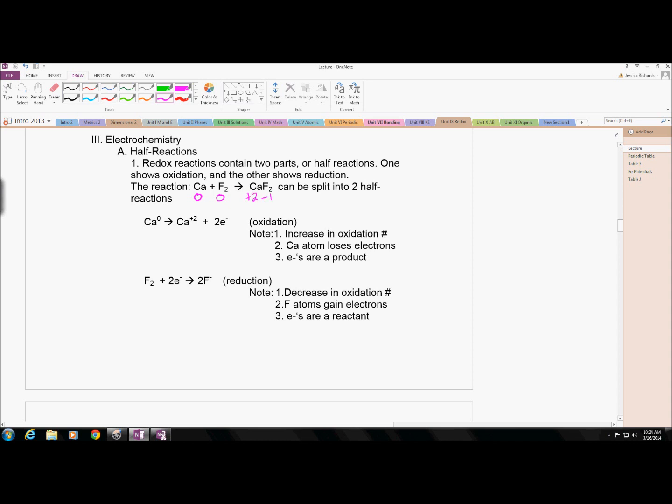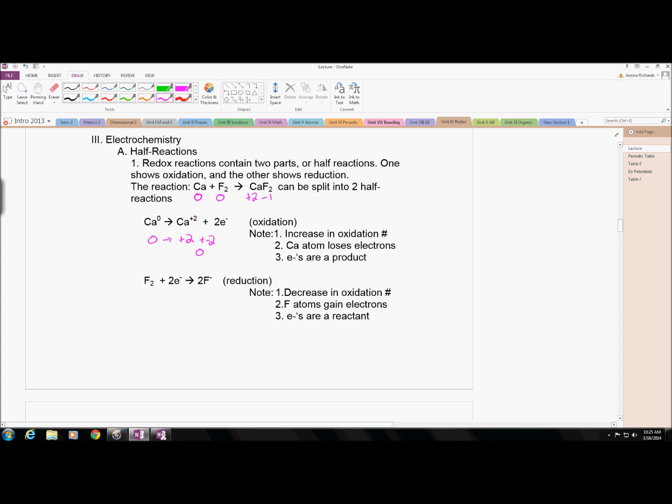The calcium is going from 0 to +2, so we write that half reaction. In order for this to be balanced, I have a charge of 0 on this side, and a charge of +2 on the other. We need to make this balance to obey the law of conservation. So 2 electrons on this side gives me a charge of -2; +2 plus -2 gives me 0. So this equation essentially says 0 equals 0.